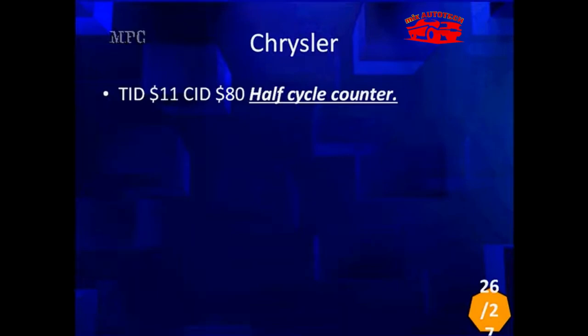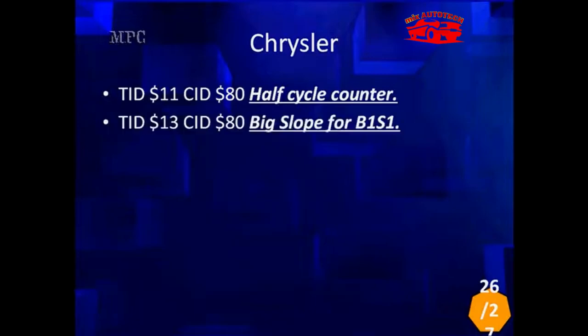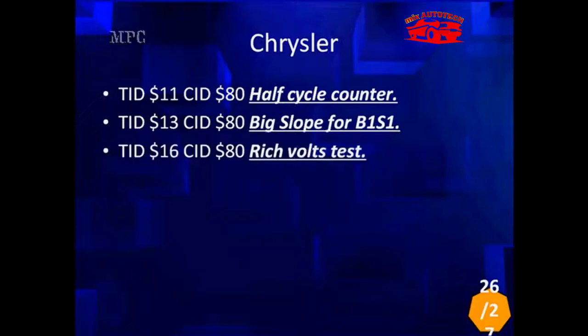Chrysler TID 11 is going to be used as a half-cycle counter, and we're going to show you that on a DSO because it's easy to show you. It's very much like switching from rich to lean. The big slope, how fast is it moving between 2 points? As I was saying, big slope is the time between 2 points.